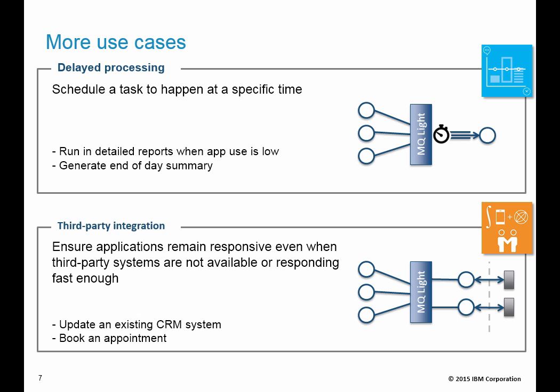Here are a few more use cases for MQLite. At the top, we have what is called delayed processing. With delayed processing, you can schedule a task to happen at a specific point in time. This is ideal when you want to run a detailed report when your app usage is low, or generate an end-of-day summary. When the end of day approaches, the summary will be generated at the time you specified.